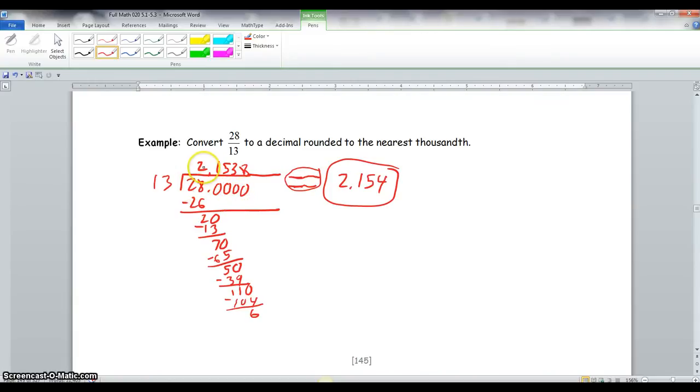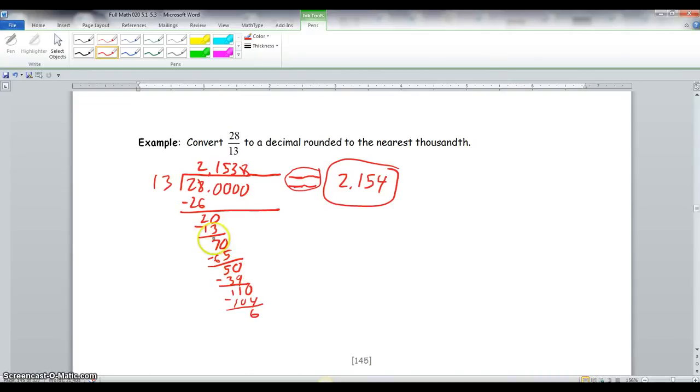So 13 goes into 28 twice. 28 minus 26 is 2. We bring down our 0. Don't forget to bring up that decimal. 13 goes into 20 1 time. 1 times 13 is 13. 20 minus 13 is 7. We bring down our 0. 13 goes into 70 5 times. 5 times 13 is 65. 70 minus 65 is 5.